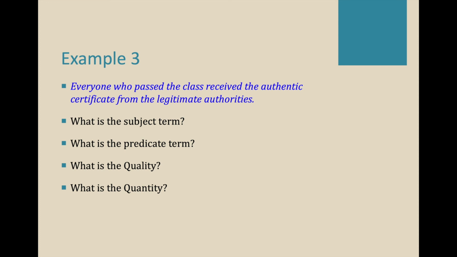So what kind of relationship is expressed between those two categories represented by those two terms, right? First of all, what is the quality? Does it affirm or deny a class inclusion? In this case, it seems to affirm. It says there are members of the subject term class who are in the predicate term class. Those who passed the class did get the certificate. So it's an affirmative statement. And then what about its quantity? Note the word everyone, right? That's universal. So it's a universal affirmative statement.